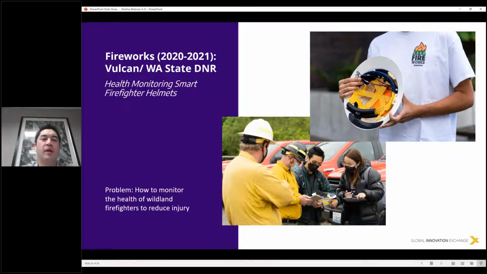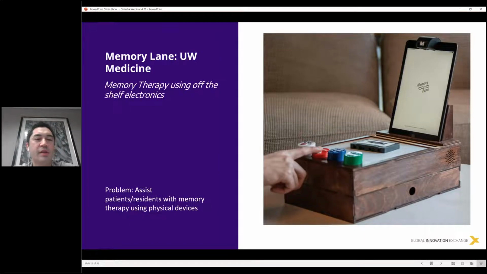And then one last project to talk about here. This project is called Memory Lane, and this was sponsored by the University of Washington School of Medicine. The project was designed as a device to help patients who are experiencing memory loss conditions, with some memory loss therapy, basically creating a physical device to assist with this type of therapy.